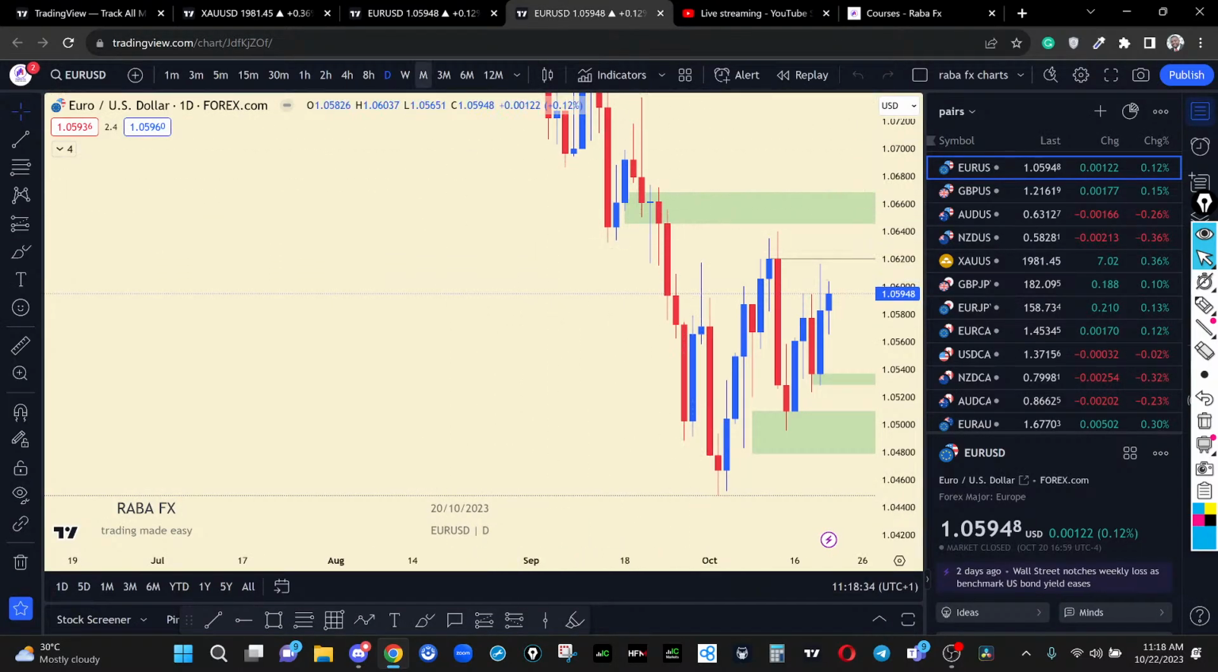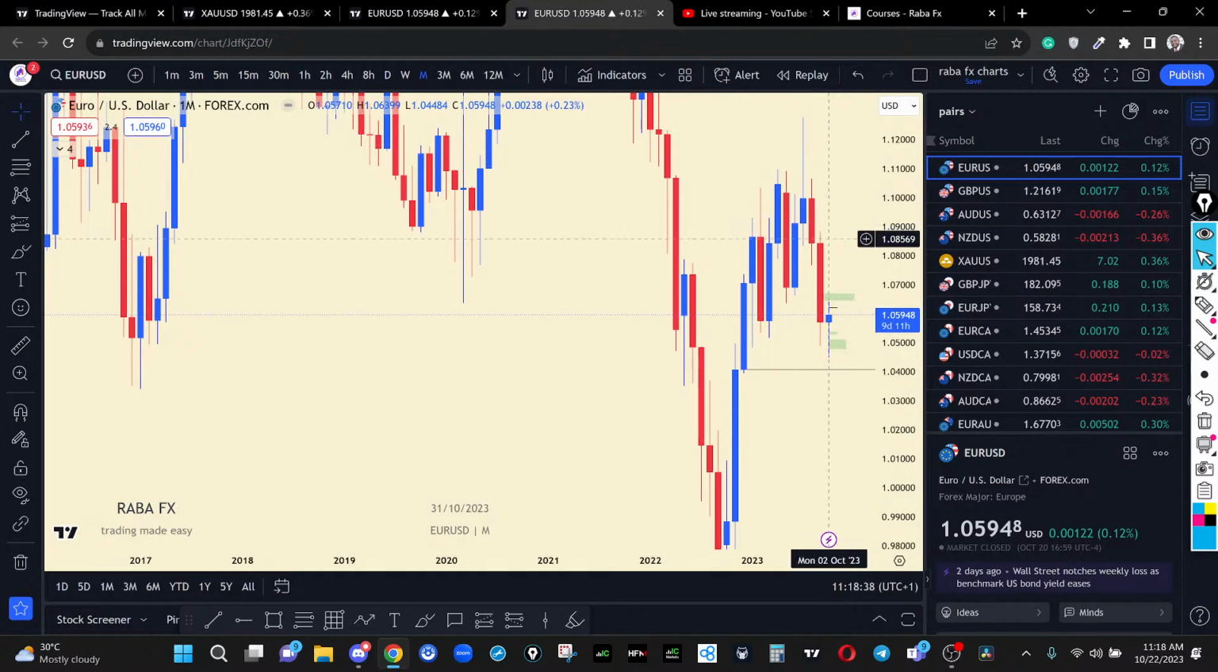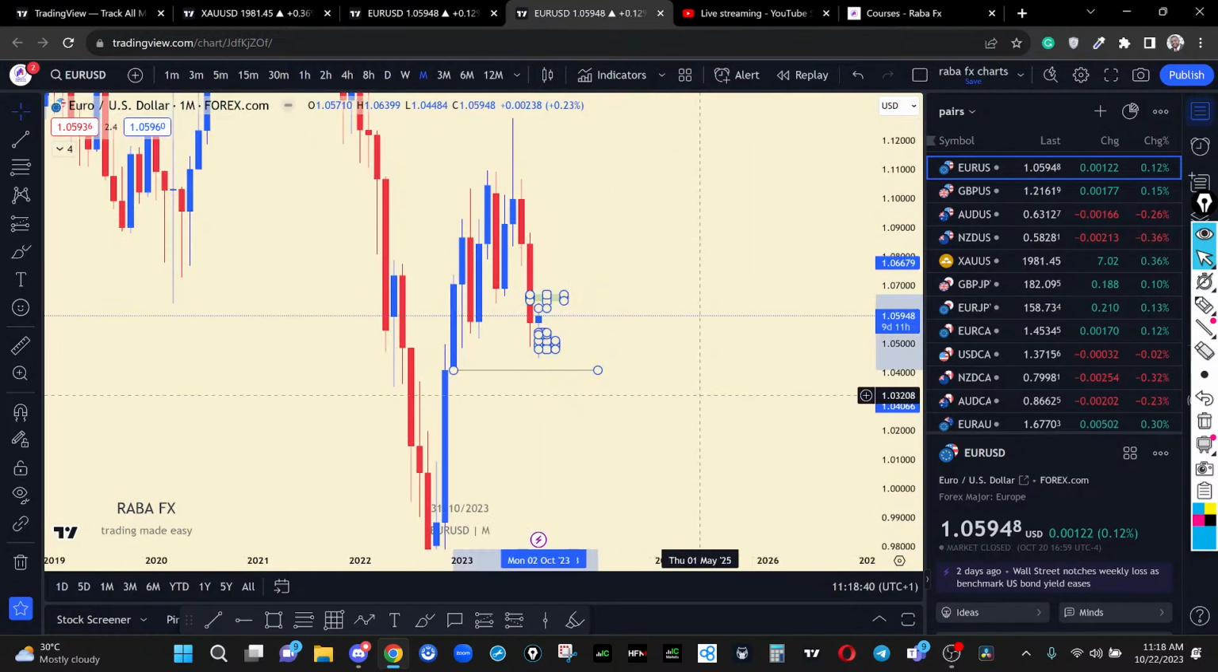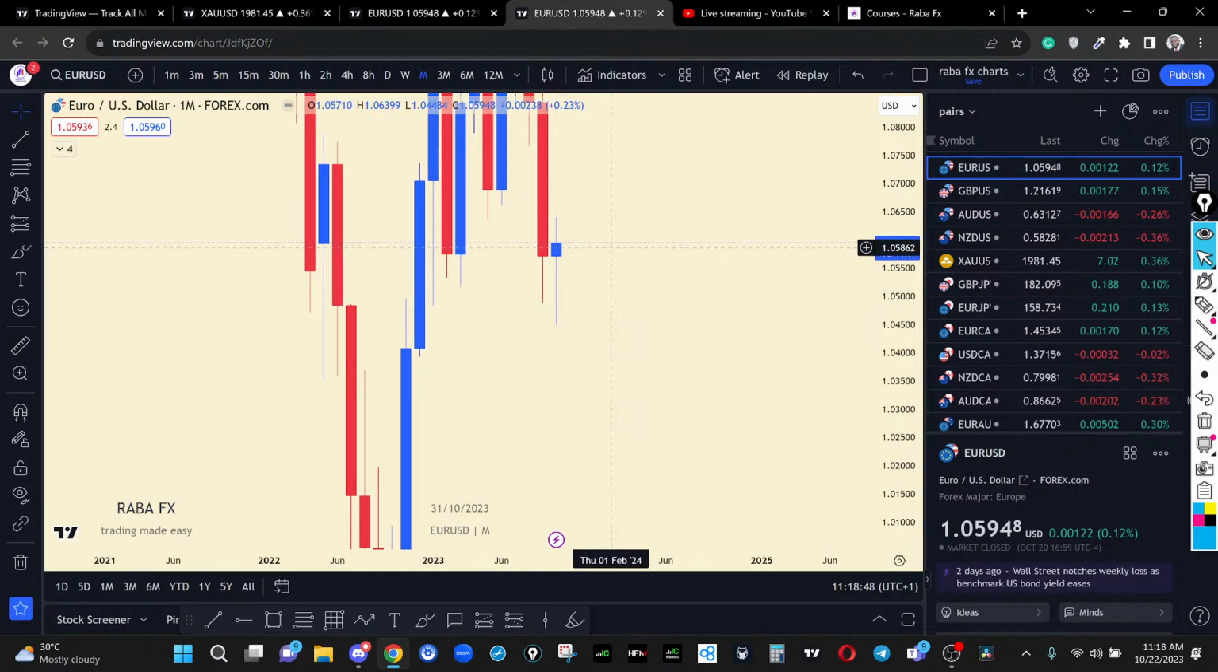So now let's go back to Euro USD. Now with Euro USD, the market has been indecisive, right? We are indecisive here. But what is happening is we are creating a new support. This could be a turning point, right? Reversal opening price. We are creating a new support here.